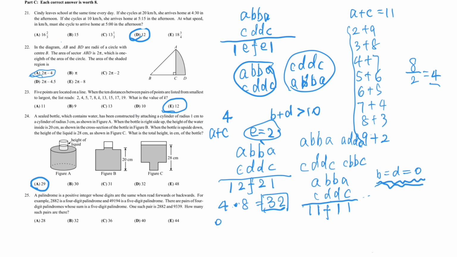So when E equals 1, A has 4 cases and B, D have only 1 choice. That's 4 cases. So in total, that's 32 plus 4. 32 is for B plus D equals 11, and plus the 4 for B plus D equals 0. Total 36 cases. So the answer is C.